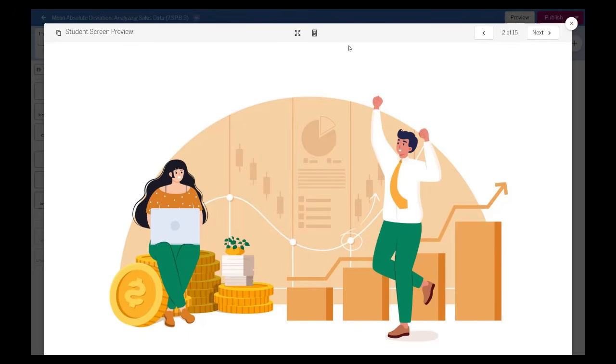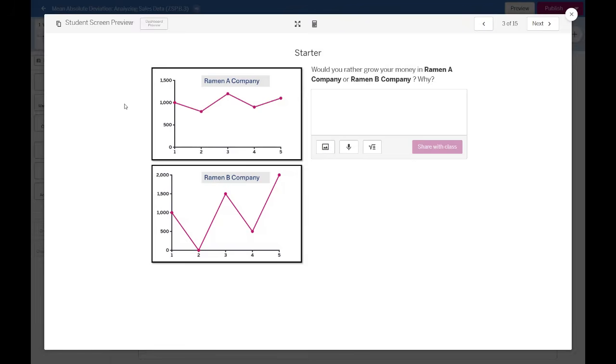This is Learning Ramen, and today we're going to learn another topic about mean absolute deviation. Our real life scenario today is about investment. So for our starter, we have our two companies, Ramen A and Ramen B. And the question goes, would you rather grow your money in Ramen A or Ramen B, and why?